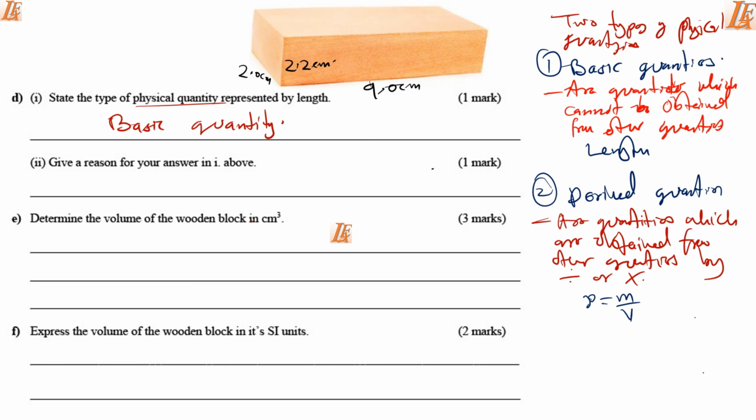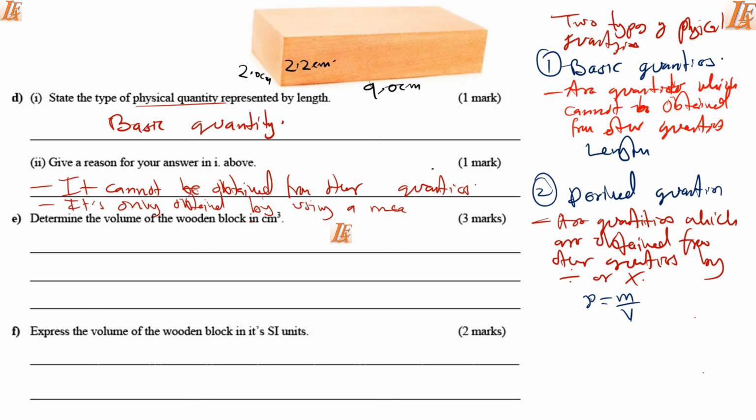Give a reason for your answer in one above. In this case, you could say it cannot be obtained from other quantities. Or you can even say it is only obtained by using a measuring instrument. So in this case, basic quantities, the only way you can obtain them is by using a measuring instrument.